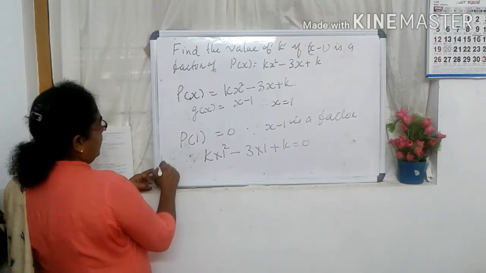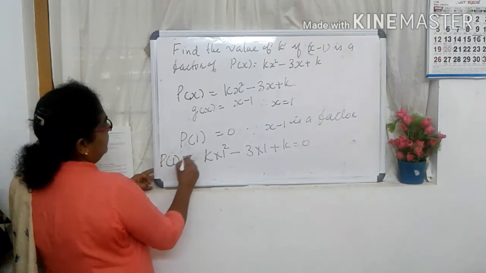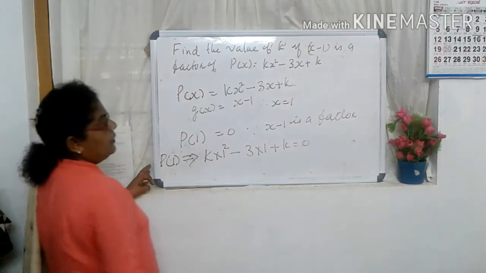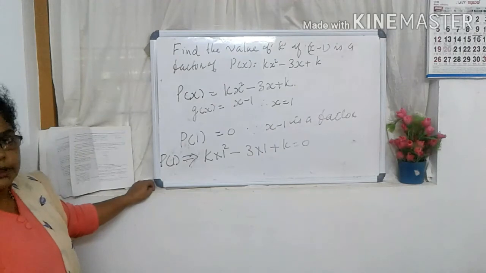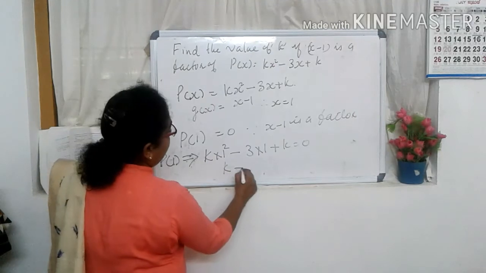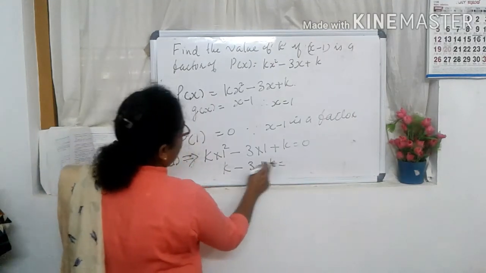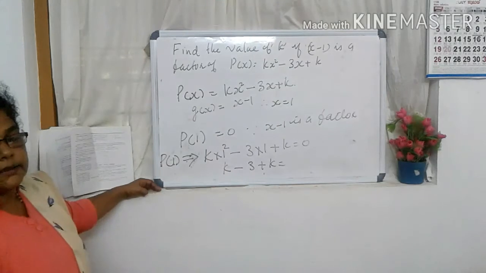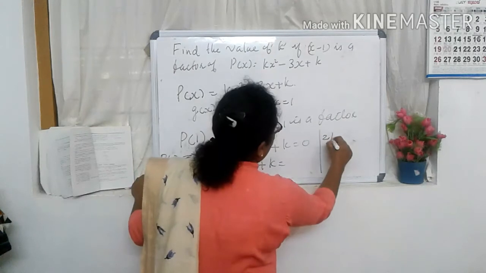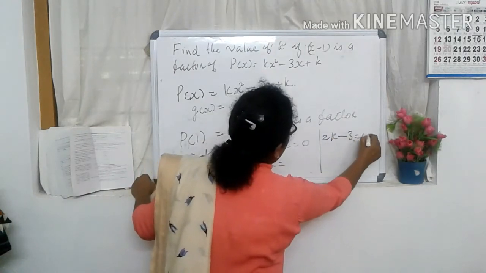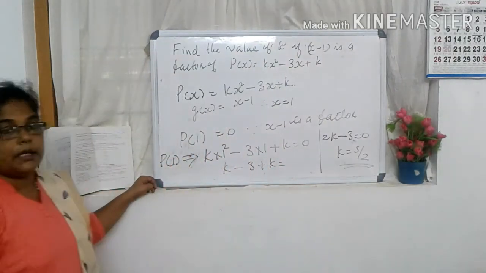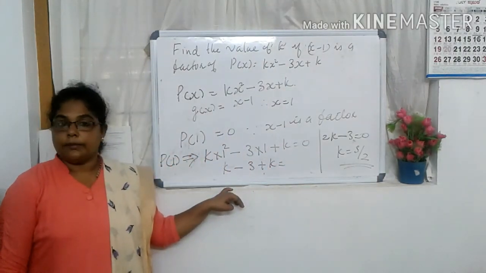Now applying p of 1: p of 1 implies k into 1 square minus 3 into 1 plus k equal to 0. We are substituting x equal to 1. So k into 1 square is k, minus 3 plus k equal to 0. k plus k, 2k, 2k minus 3 equal to 0. So k is equal to 3 by 2. In both the cases, the first case and the second case, we got the value k equal to 3 by 2.